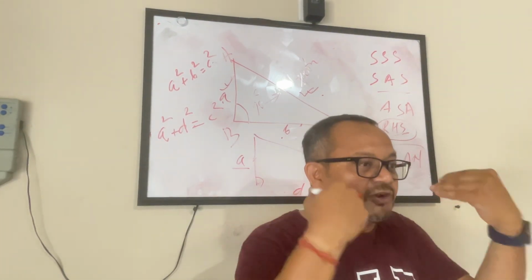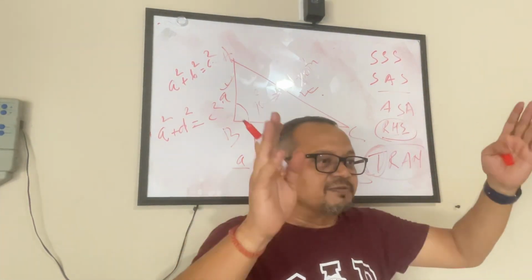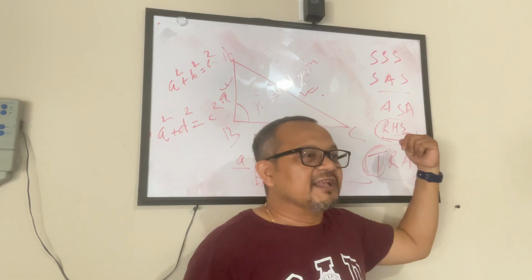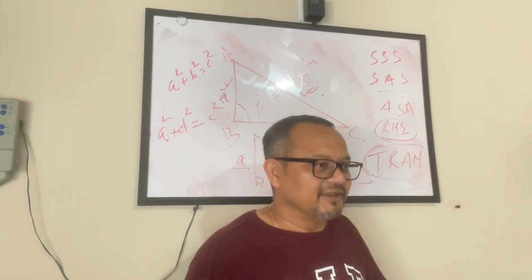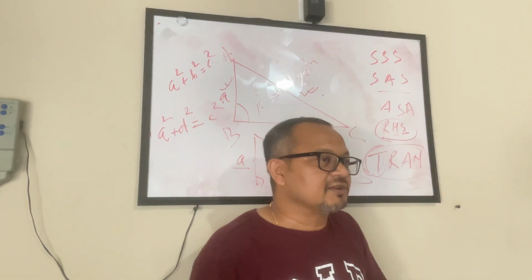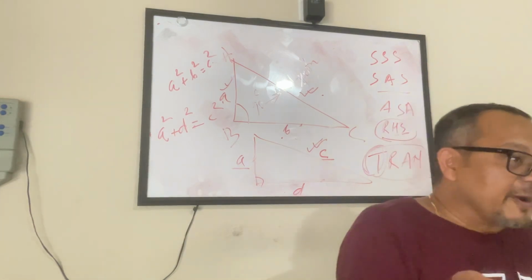I'm giving you a different theorem altogether. I'm telling you that in a right angle triangle, if any two sides match, they'll be congruent. Do you guys agree? Yeah? Because Pythagorean theorem says so. Alright. And we have already proved Pythagorean theorem.